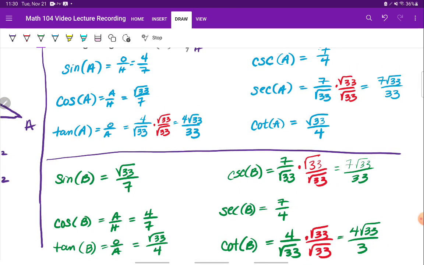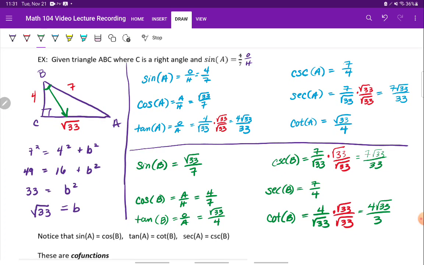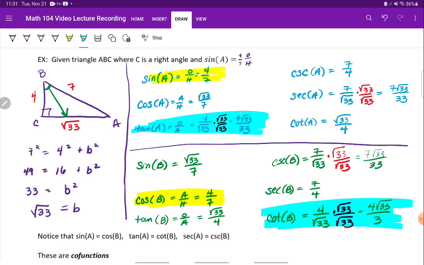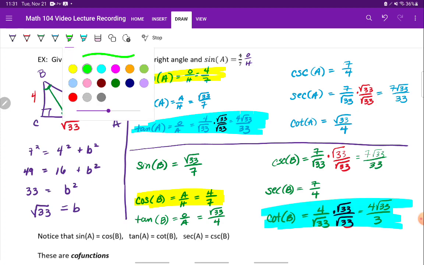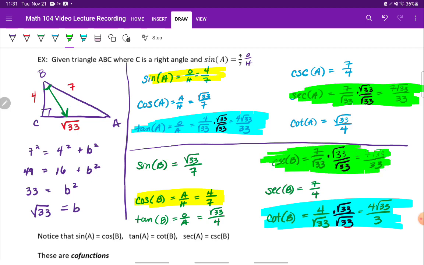SOHCAHTOA. It's just an extension of our original trig definitions. Now, something I want to point out is notice with our answers that sine of angle A is equal to cosine of angle B, and tangent of angle A is the same as cotangent of angle B. Secant of angle A is going to be the same as cosecant of angle B.